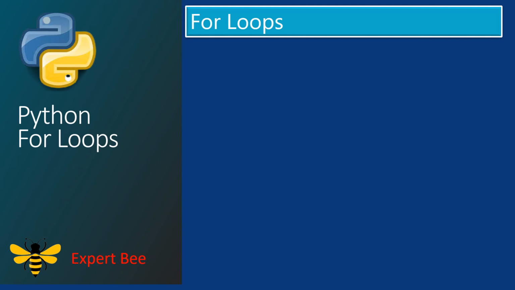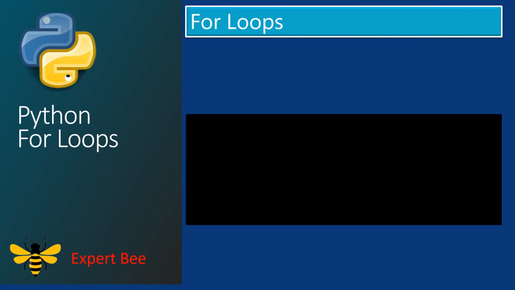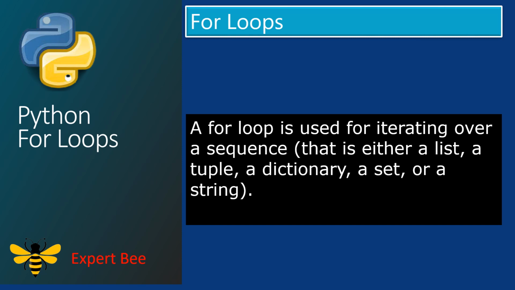Python has two primitive loop commands, while loops and for loops. In this video we'll talk about the for loop. A for loop is used for iterating over a sequence that is either a list, a tuple, a dictionary, a set, or a string. With a for loop, we can execute a set of statements, one for each item in a list, tuple, string, dictionary, etc. So in this video, we will discuss for loops in detail.